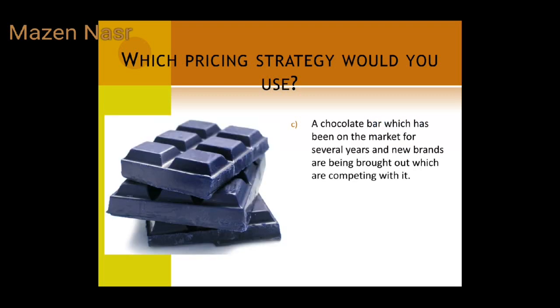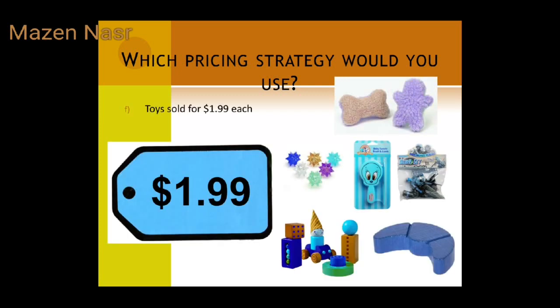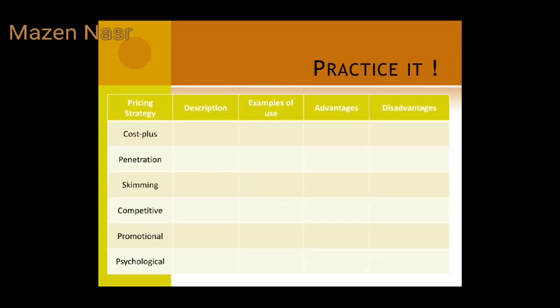What about this chocolate bar? It has been on the market for several years, and new brands are being brought out which are competing with it. So probably I'll use competitive pricing in this stage. This one, a new brand. Of course, I have a lot of competitors for this new brand. It's a washing powder, so I can use competitive pricing. This is, of course, psychological pricing that we all see all the time. Okay, this is just a table here you can revise. I suggest you go back to your book. You will find all these in detail.